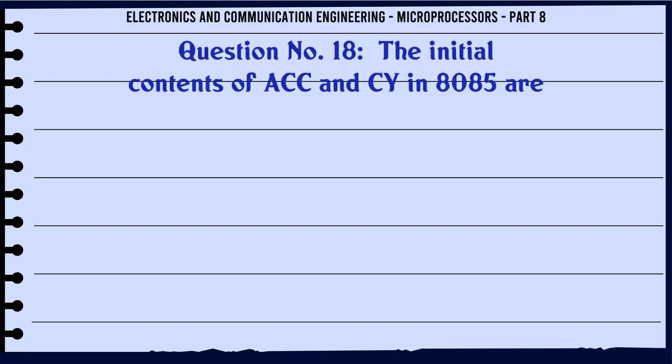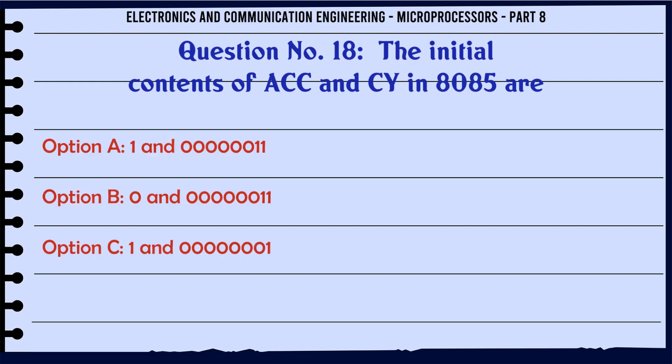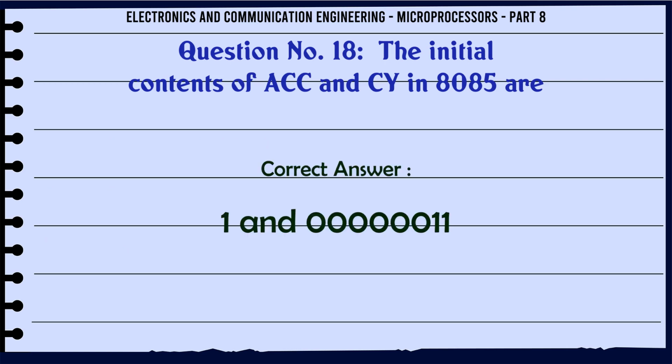The initial contents of ACC and CY in 8085 are: A, 1 and 00000011; B, 0 and 00000011; C, 1 and 00000001; D, 0 and 00000001. The correct answer is 1 and 00000011.